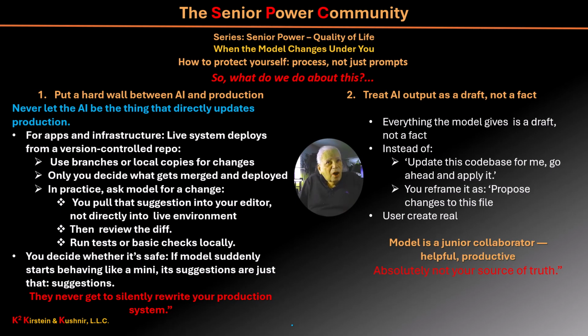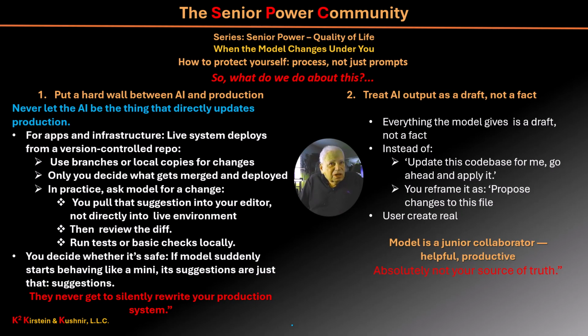Number one, put a hard wall between AI and production. Never let AI be the thing that directly updates your production. For apps and infrastructure, that means your live system deploys from a version-controlled repo, not from copy-paste, not from a chat window. You use branches or local copies for changes. Only you, a human, hopefully, decide what gets merged and deployed.